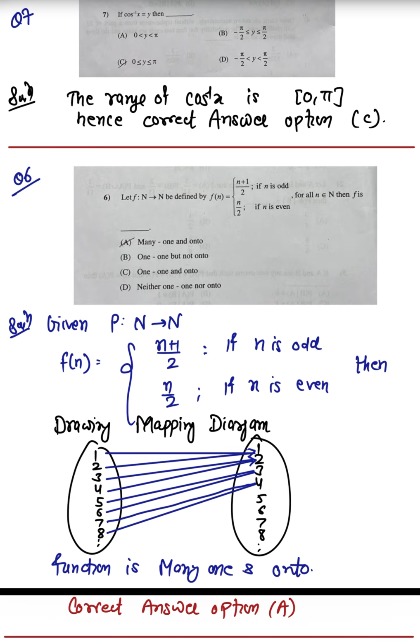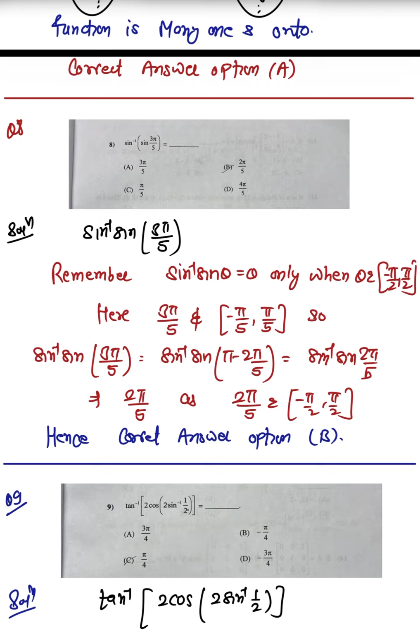Okay, problem number 8 is sine inverse of sine 3 pi by 5. Generally people make mistakes while solving this. They assume sine inverse sine theta is theta, but that is only valid when theta belongs to minus pi by 2 to pi by 2. So here I will write 3 pi by 5 as pi minus theta, because sine of pi minus theta is sine theta. Now I get 2 pi by 5, which is within the minus pi by 2 to pi by 2 limit. That's why answer B is correct.